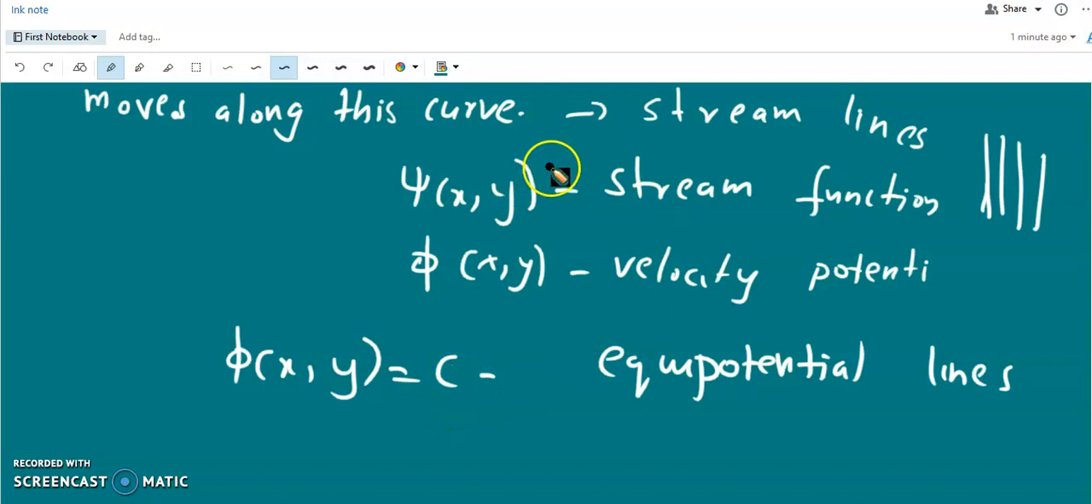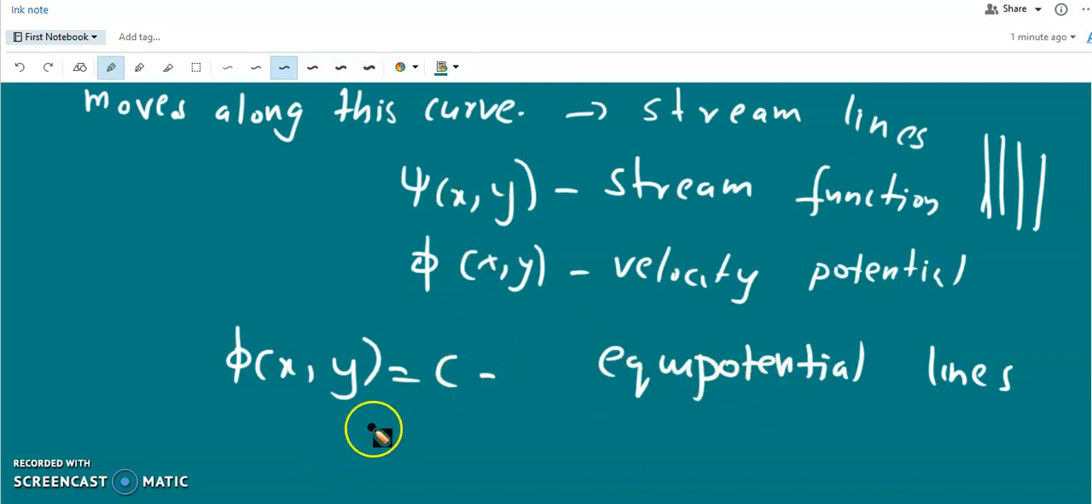Psi of xy equal to constant is the streamlines. Phi is the velocity potential and psi is the stream function. So we have seen that phi of xy equal to constant and psi of xy equal to constant are mutually perpendicular to each other, or we can say that the streamlines and equipotential lines are perpendicular to each other.